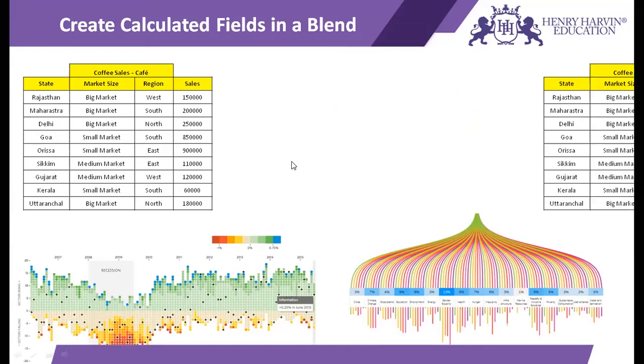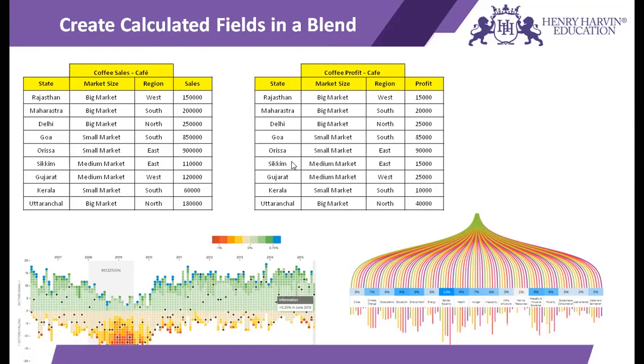And then our other data source has the profit generated by each of the cafes of this coffee company across the same states. Now, what is the profit generated in currency? Now, what we'll be doing is we'll be performing the data blending. Our business problem is that we have to calculate the cost of the coffee manufacturing for this company. So we have to find out the cost of manufacturing.